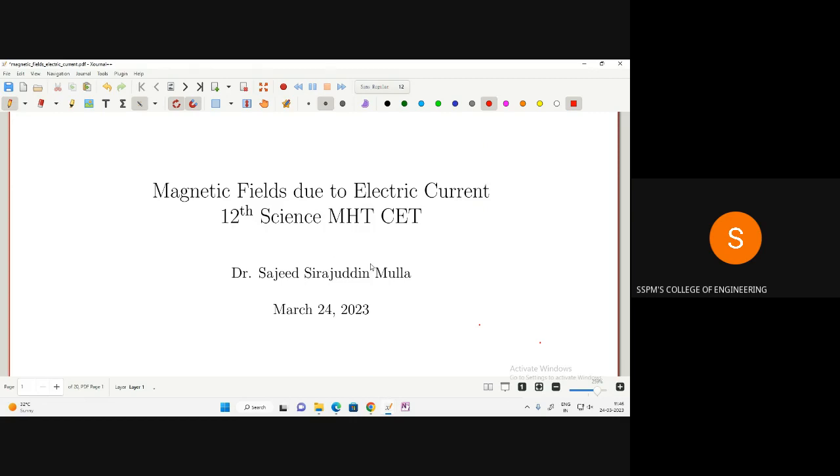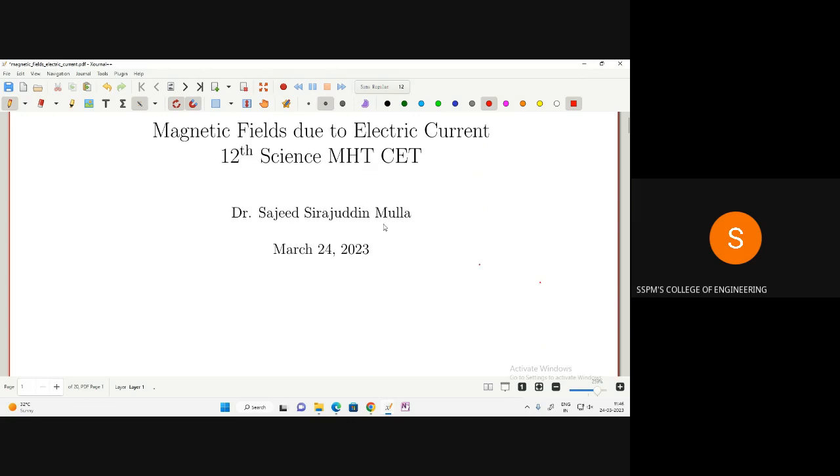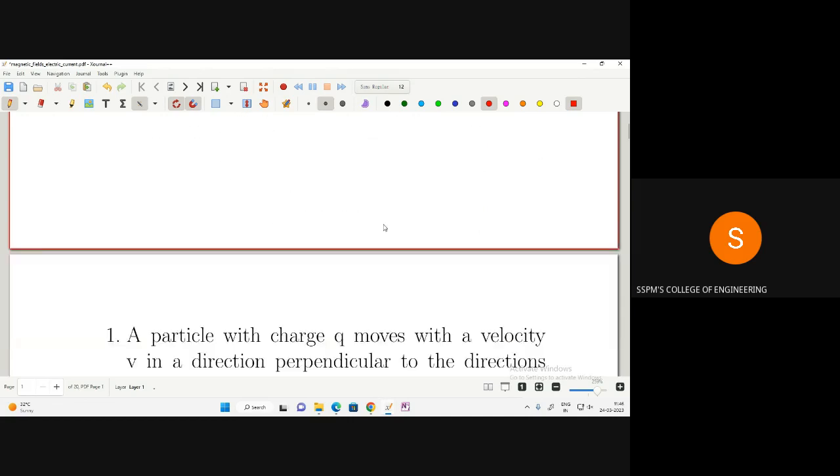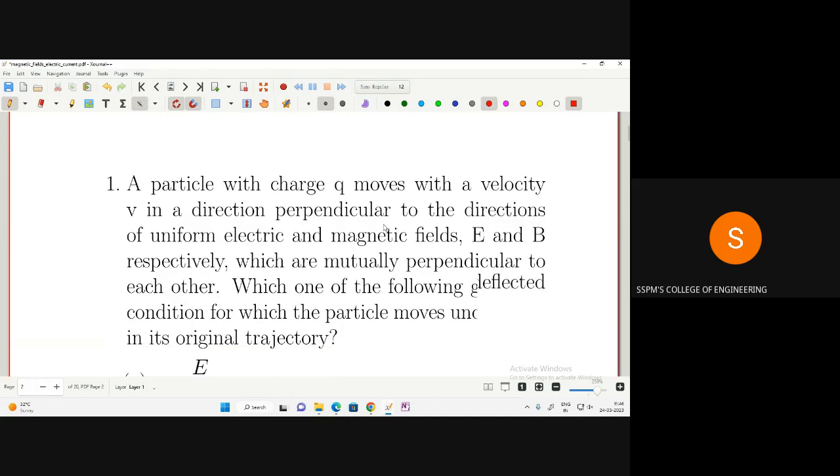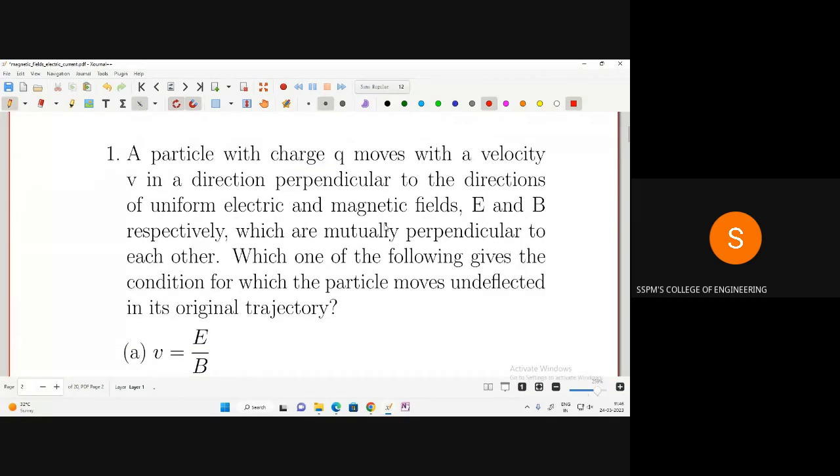We will solve examples one by one, and during the discussion, I will also explain the theory. What is the theory behind the magnetic field due to electric current? So let us start. The first example is based on a charge placed in the magnetic induction.